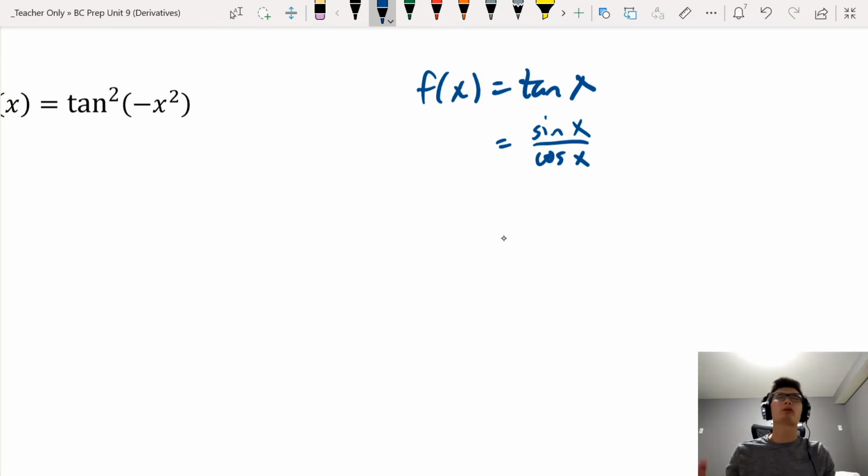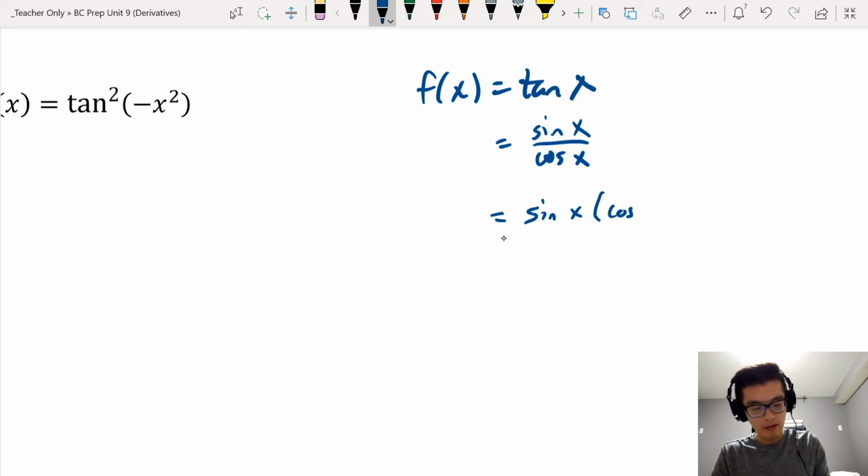but we got to do quotient rule. Do we really have to? You could if you wanted to. I'm going to change it one more time. Sine of x times cosine of x to the negative 1. Now it's a product rule problem with the chain rule attached to it, but I prefer that. I don't know about you.